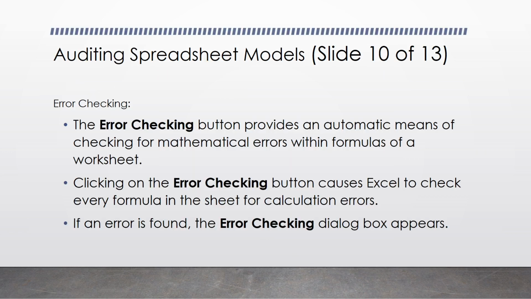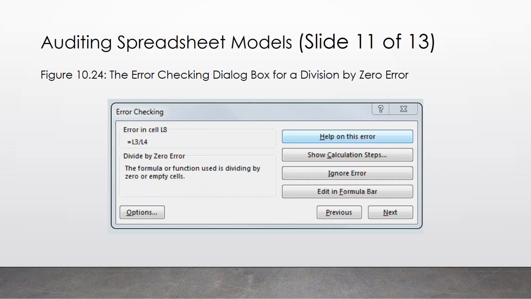For the Error Checking, this button provides an automatic means of checking for mathematical errors within formulas of a worksheet. So clicking on the Error Checking button causes Excel to check every formula in the sheet for calculation errors. If there is an error found, an Error Checking dialog box appears like this figure. Okay, it shows an error of division by 0.